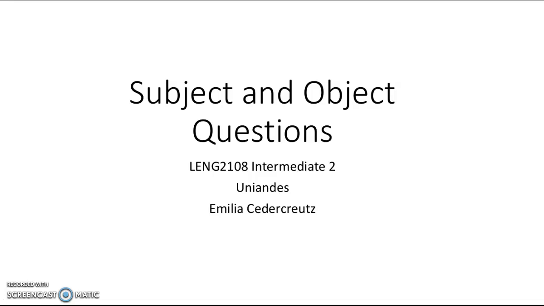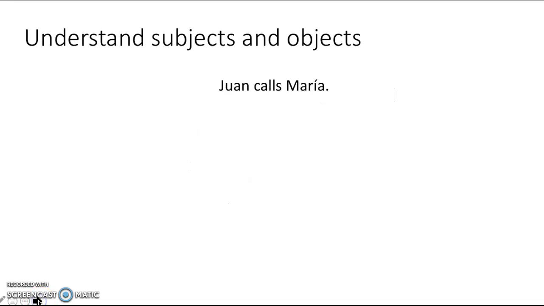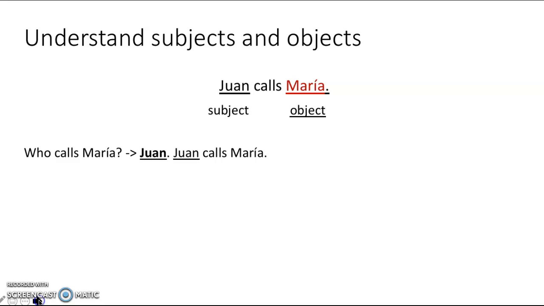Hi, in this short video, we are going to study how to make subject and object questions. The first important concept we need is to know the difference between subjects and objects. Let's look at the sentence. Juan calls Maria. Which one is the subject and which one is the object? So Juan is the subject because he's the one who's doing the calling, and Maria is the object because she receives the phone call. This is a key concept for writing subject and object questions.